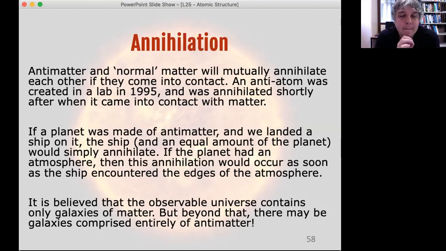They're gone. And that's what happened. They created one in a lab in 1995, but it annihilated very shortly after because it came into contact with real matter. It's impossible to stop it touching anything else in the universe, and so it did, and it annihilated.